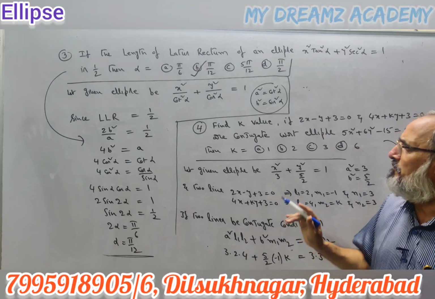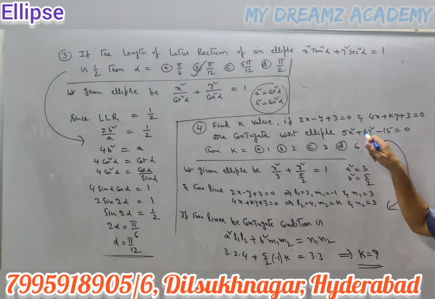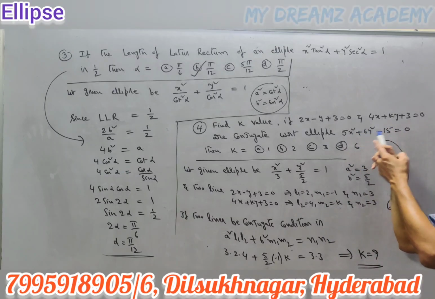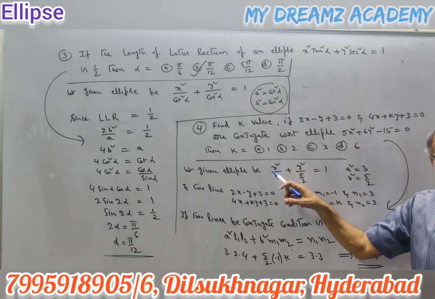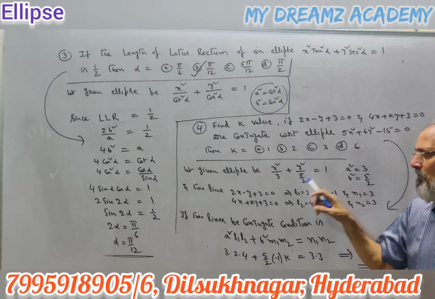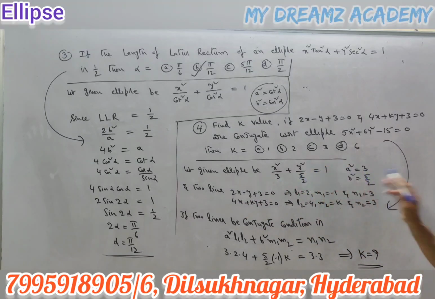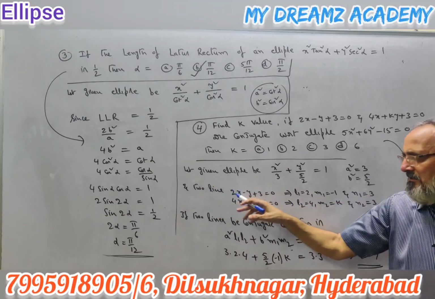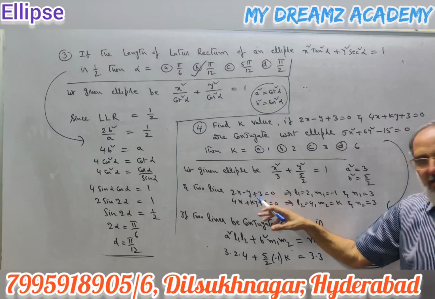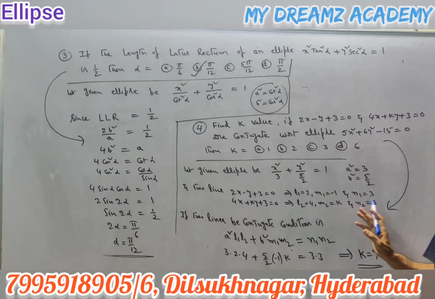It's a direct concept question, but here the ellipse is given indirectly, 5x square plus 6y square minus 15 equal 0. Standardize: 5x square plus 6y square equal to 15, divide both sides by 15, that comes x square by 3 plus y square by 5 by 2 equal to 1. Identify a square is 3, b square is 5 by 2. Then the two lines are given: L1 is 2, M1 is minus 1, N1 is 3. L2 is 4, M2 is k and N2 is 3.